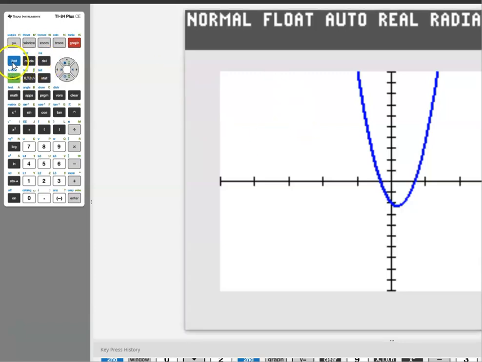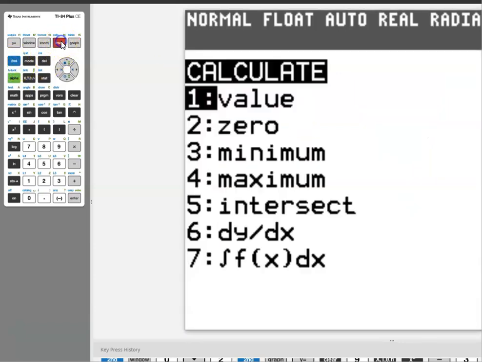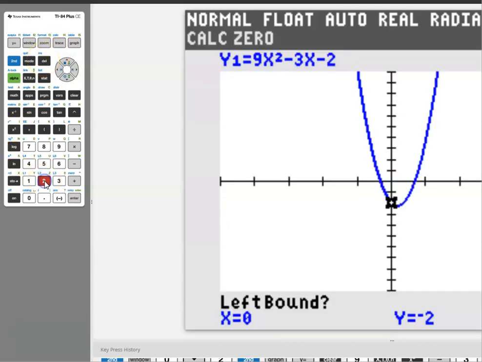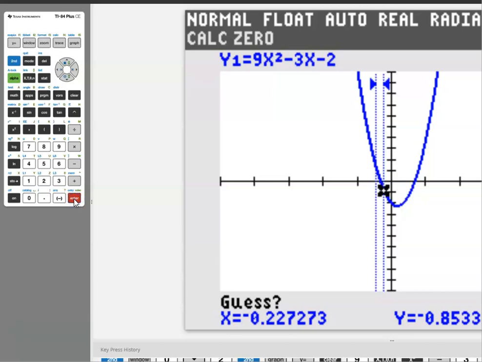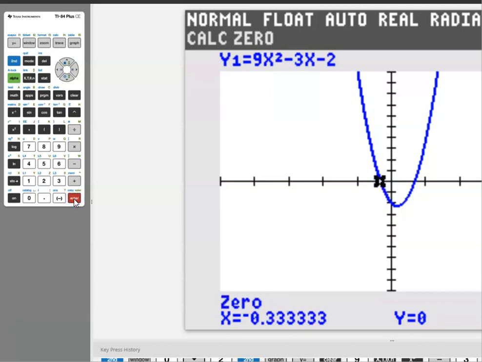Okay, let's do the following. Find the roots. Second calc, I'm finding the roots, which are the zeros of the function. Go to 2. I'm going to do left bound to find that root. So come on over. Once you're above the axis, you can hit enter. Then move the cursor below the axis, but near that root. Hit enter again, and hit enter, and that's your approximation. So that's -1/3.